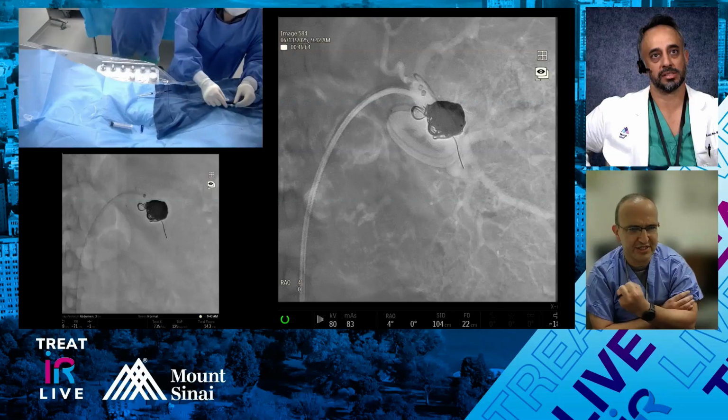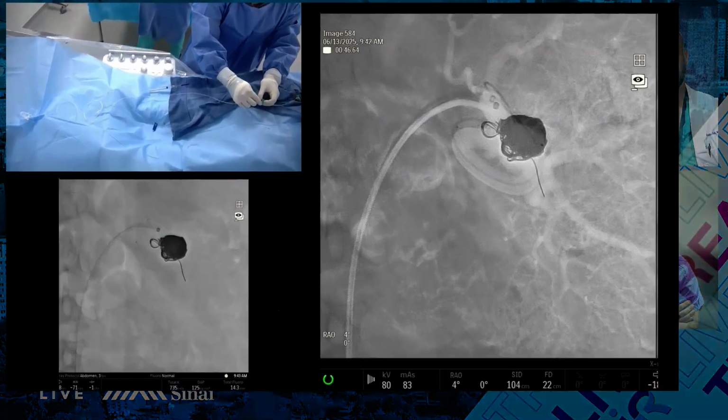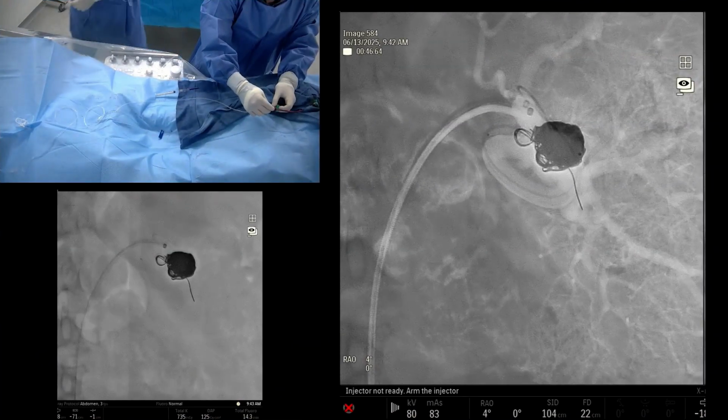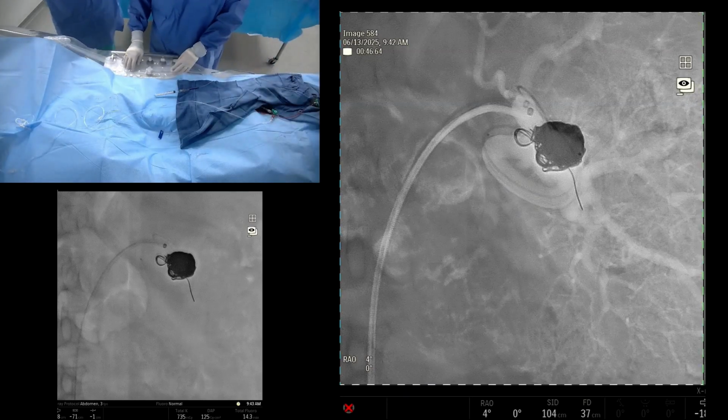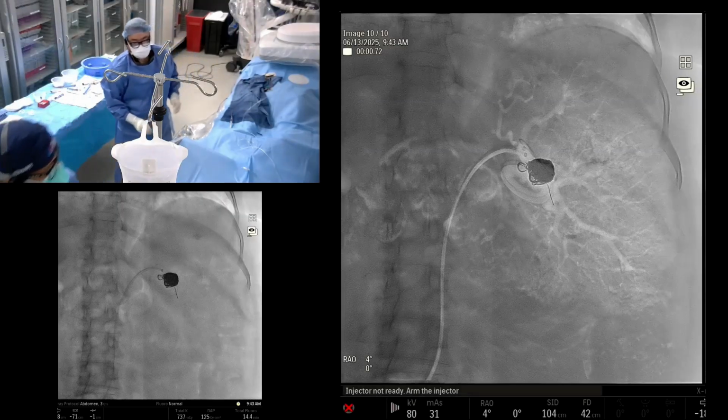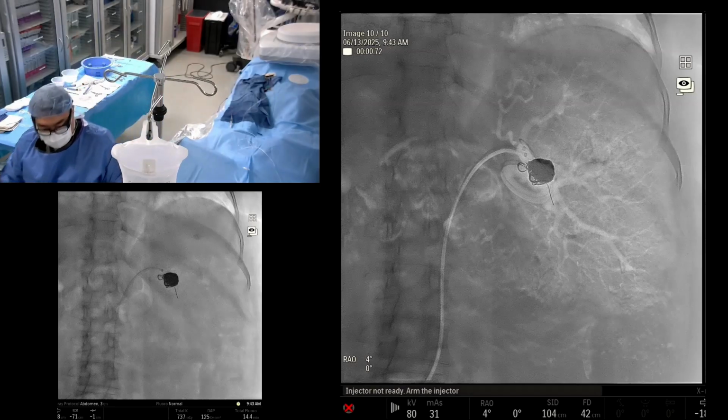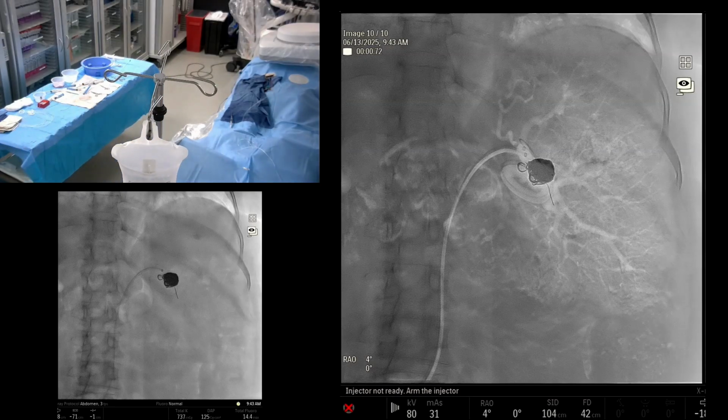Can we go forward on our injector, please? Are you going to inject the sheath or the microcatheter? Sorry, I'm going to inject the sheath. Okay. We're going to step out and do a run.